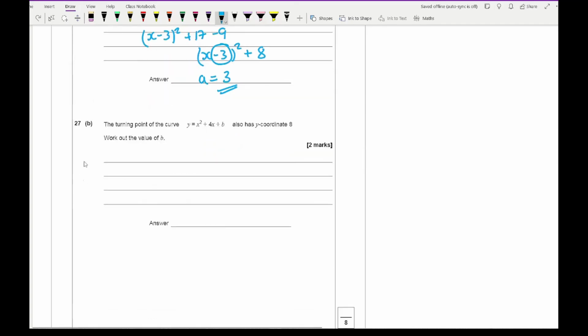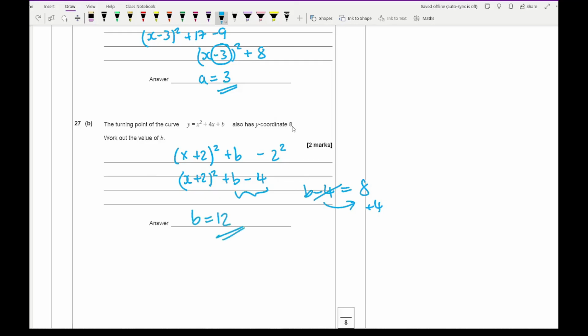Then it says that the turning point of the curve y equals x squared plus 4x plus b has a y coordinate of 8. Work out the value of b. Again, we're going to use completing the square. So I've got x plus 2 squared plus b minus 2 squared, so I've got x plus 2 squared plus b minus 4. Now this b minus 4 must equal 8. So take the 4 over to the other side by adding 4, so b equals 12.